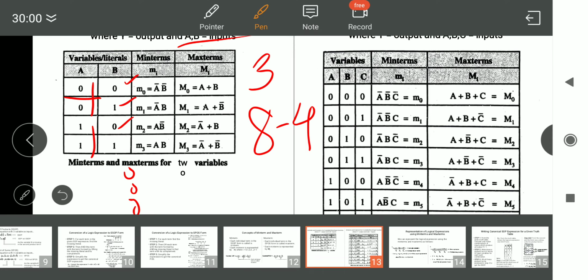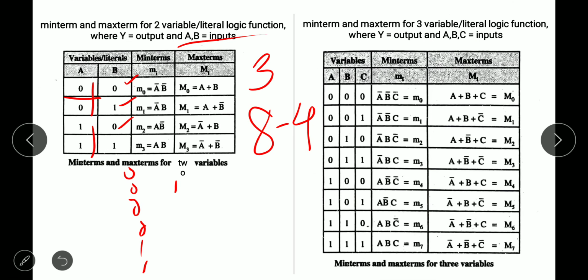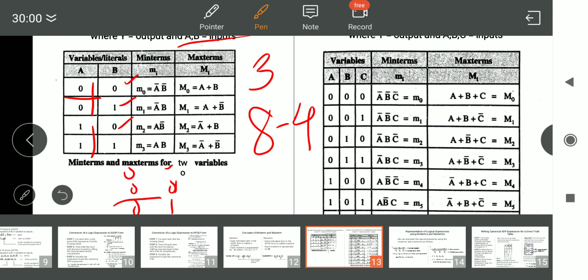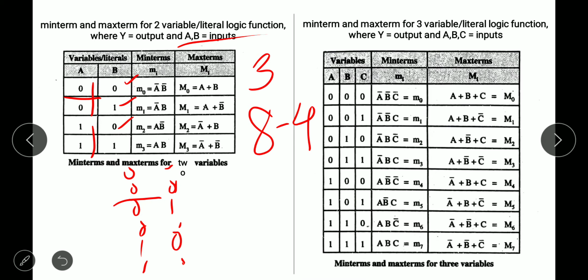So we will write the 4 times 0 and 4 times 1. Okay, and what is the half of 4? That is 2. So 2 times 0, 2 times 1, then again 2 times 0 and 2 times 1, then what is the half of 2? That is 1. So 0 1 0 1, like that.